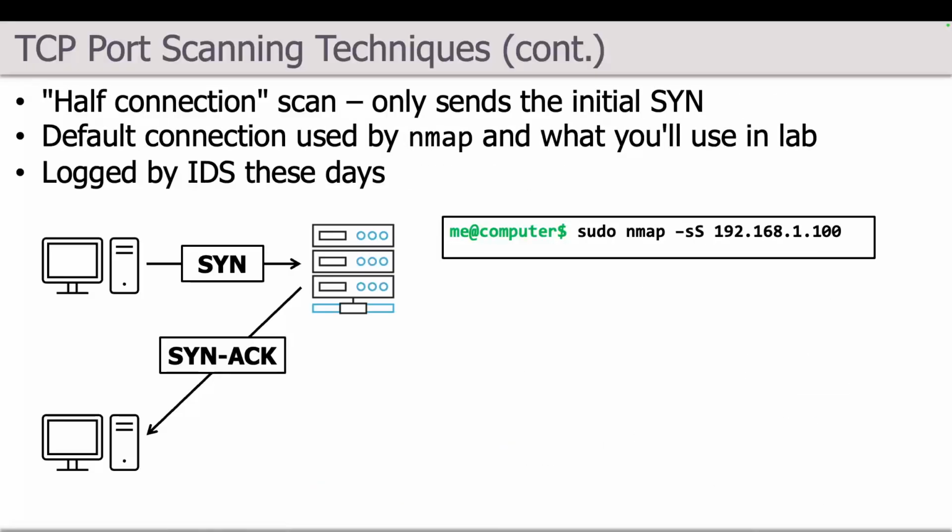There's the half connection scan. It is the default that Nmap uses. It's arguably more stealthy, but in reality, what we're doing is completing only part of the three-way handshake, two thirds of the three-way handshake. So it's called half connection. If the connection requires two sides, one side thinks the connection is completed and the other side is not completing the connection. So that is one way to think of it, as a half connection scan.